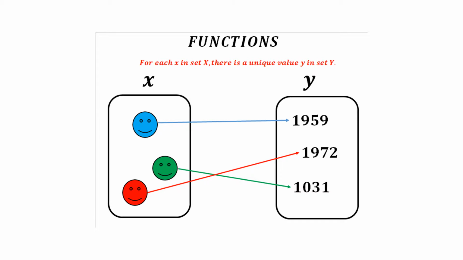We will now define what a function is. Now, we have two sets, x on the left and y on the right. And for each member in the set x, there can only be one value in the set y, so we say that's a unique value. So in our example, the smiley blue face goes to the year 1959. The smiley green face goes to the year 1031. And the smiley red face goes to 1972. So if I tell you what color the smiley face is, you will know what the year is. That is a function. It's a unique value in the set y.